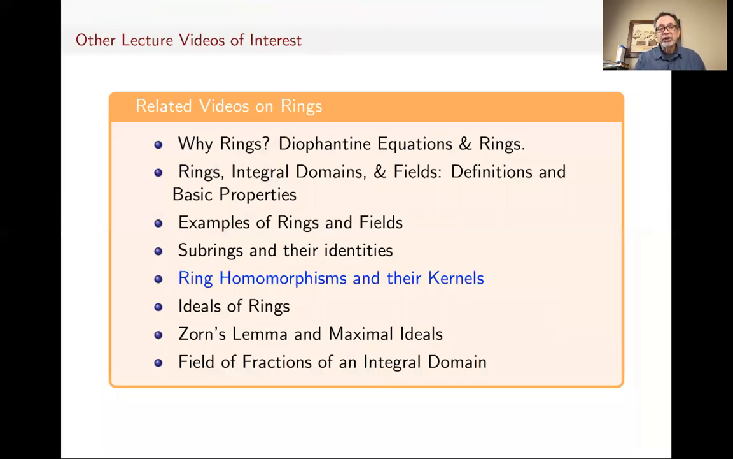So I'm done with this lecture. This was a lecture in a series of lectures on ring theory. This was ring homomorphisms and their kernels. It's followed by ideals of rings, a video on Zorn's lemma and maximal ideals, and then field of fractions. And it was preceded by an introductory lecture, why rings, which gave motivation for the study of rings in the context of solving Diophantine equations. Then we had basic definitions of rings, integral domains and fields. Then we had examples. And then we had a short lecture on subrings and their identities. And there's more after these when we go into divisibility and primes and irreducibles and so forth.